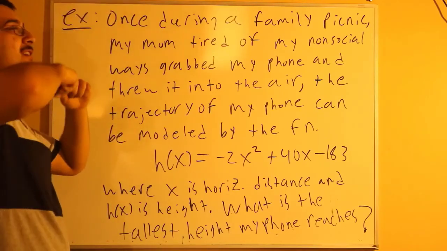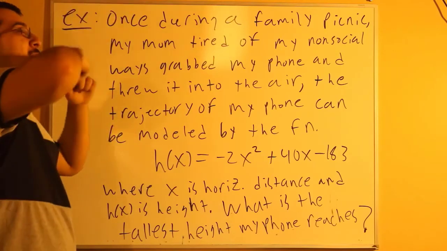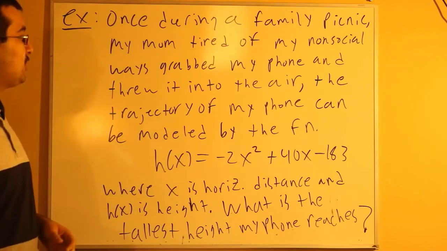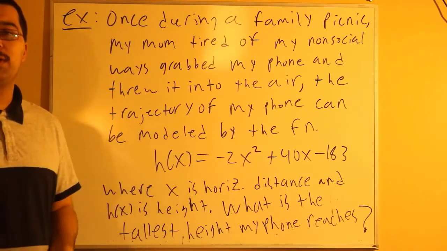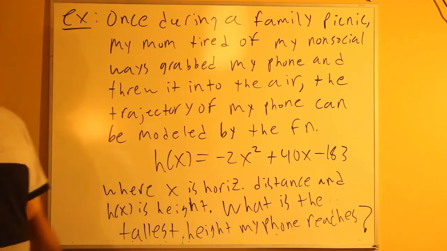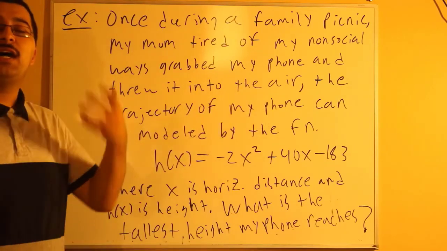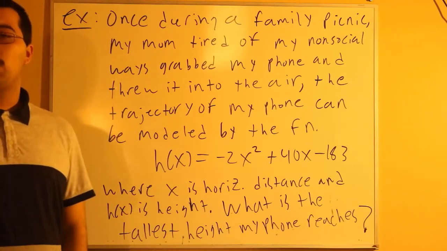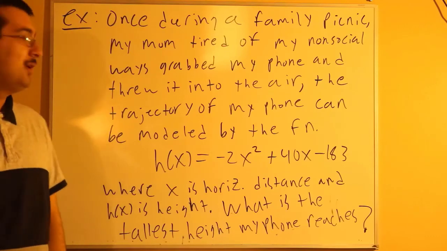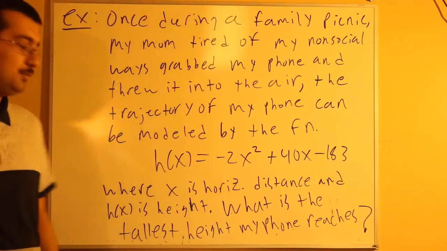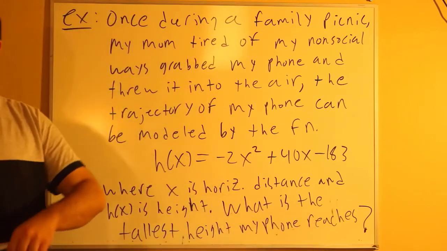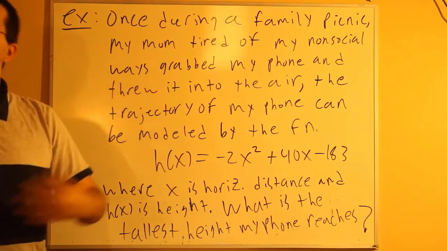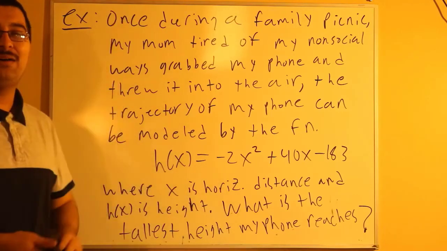So the trajectory of the phone, the path it took through the air, can be modeled by this equation. h of x equals minus 2x squared plus 40x minus 183. Alright? So, where x is the horizontal distance, and y is the height my phone reaches. So the question I'm going to ask is, what was the tallest height my phone reached? How high in the air did my phone go? So then, let's go ahead and take some time now to figure that out. I have no board space, so go ahead and pause the video to copy this question down, and then we'll go ahead and tackle it.